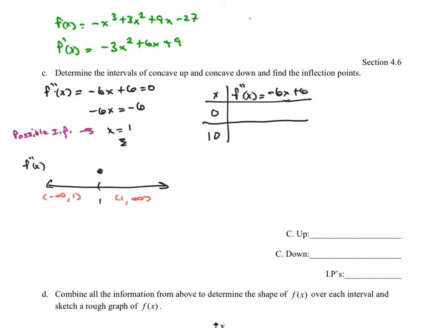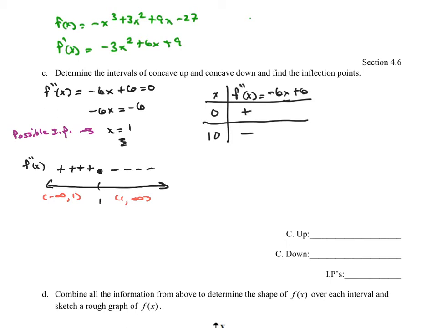So what would we have the sign if we plugged in 0? Well, negative 6 times 0 is 0 plus 6 is positive. So when I plugged in a 0, I got positive. That means anything in that interval must be positive. Let's try 10. Negative 6 times 10 is negative 60. Plus 6 would be a negative number. Since that test point was negative, every point in that interval must be negative.